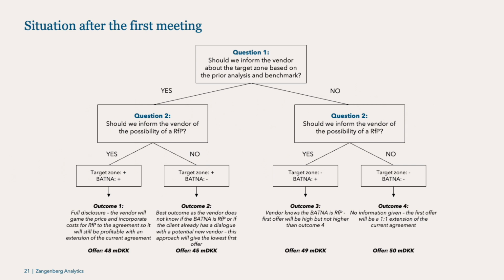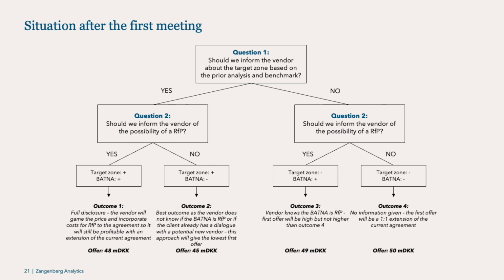But if I hadn't provided you with the price, then you wouldn't know what I knew. Exactly. So there is the outcome where you provide neither the target zone nor your BATNA. This means that I have no information, and my first offer will simply be a one-to-one extension of the current agreement. So this will be the worst option for you, not to reveal anything. Then I will simply assume that you will go for a full extension. I will give you the same price, 50 million.